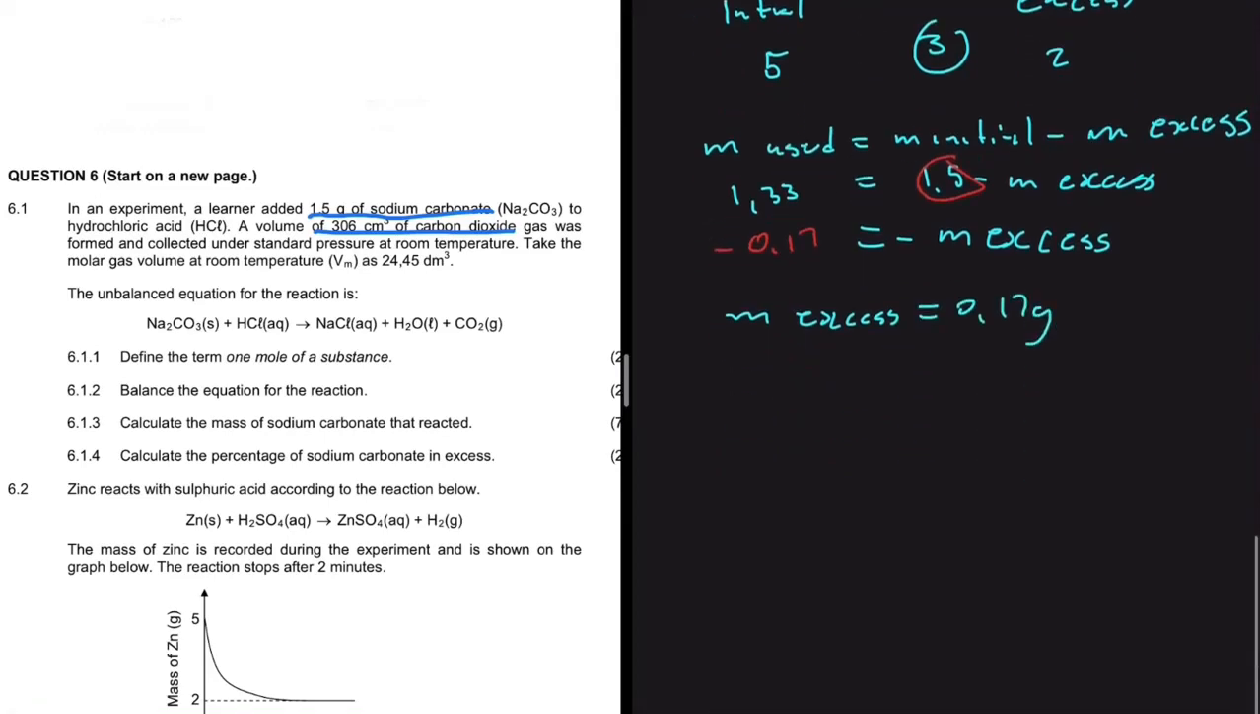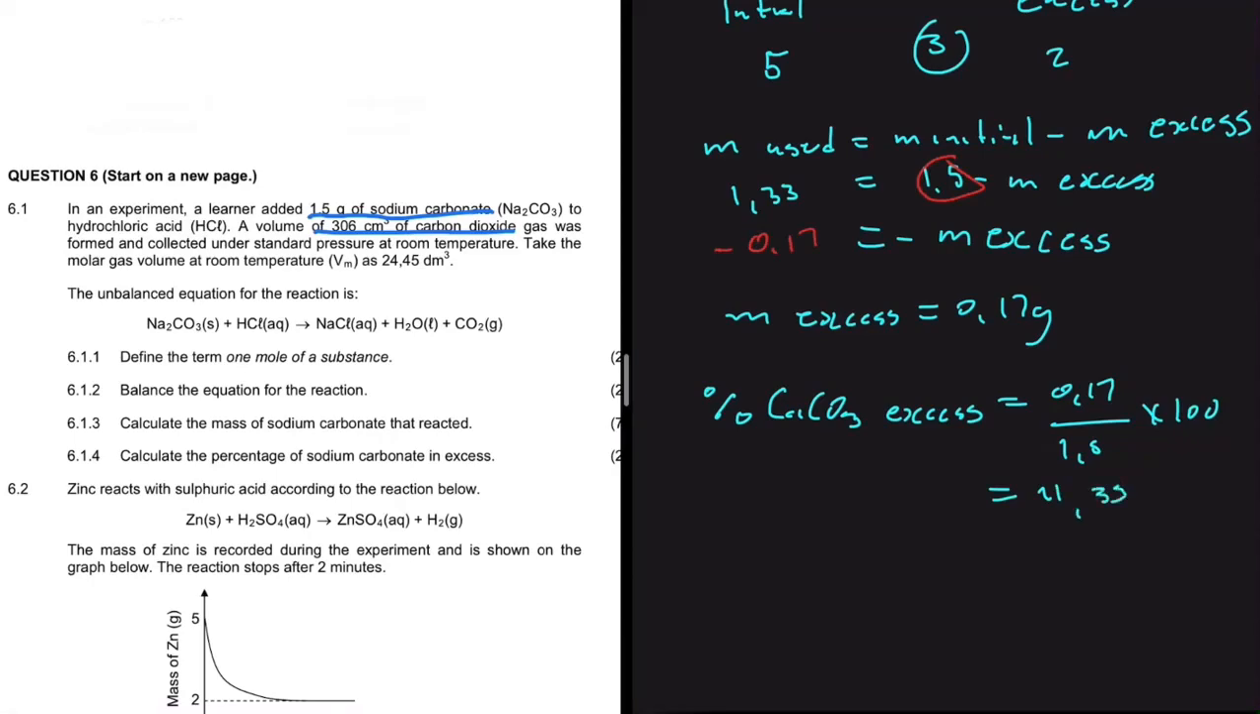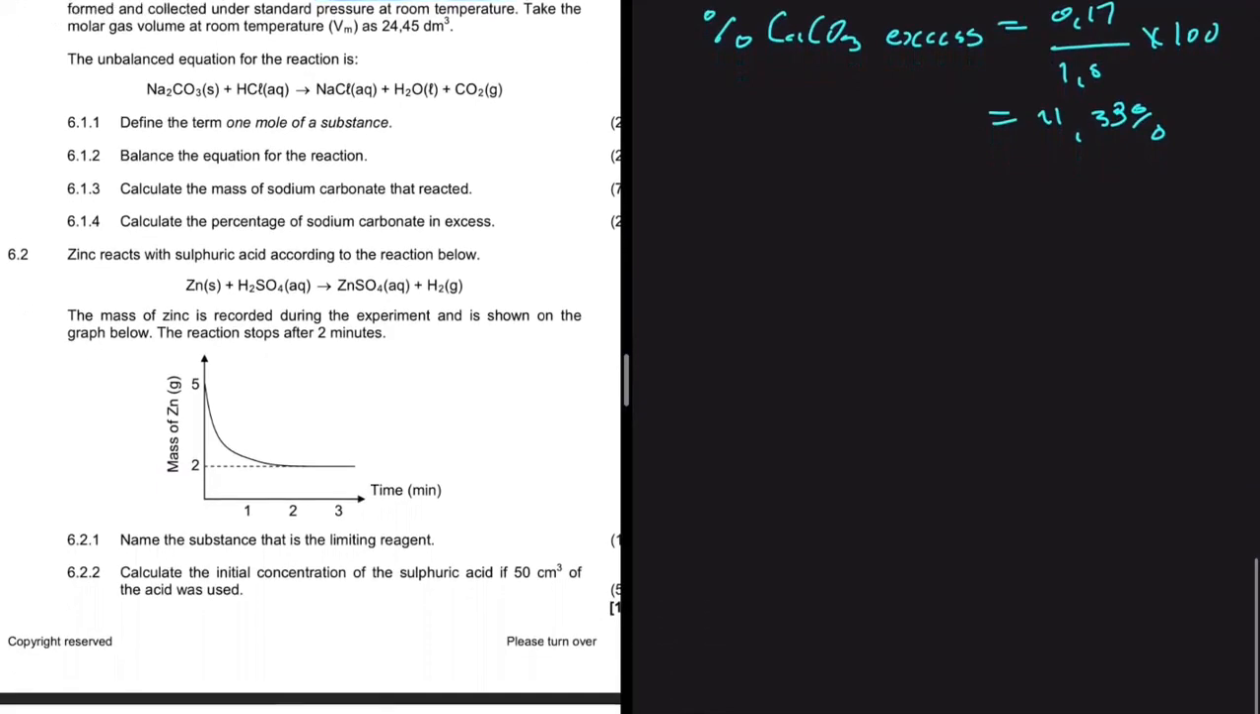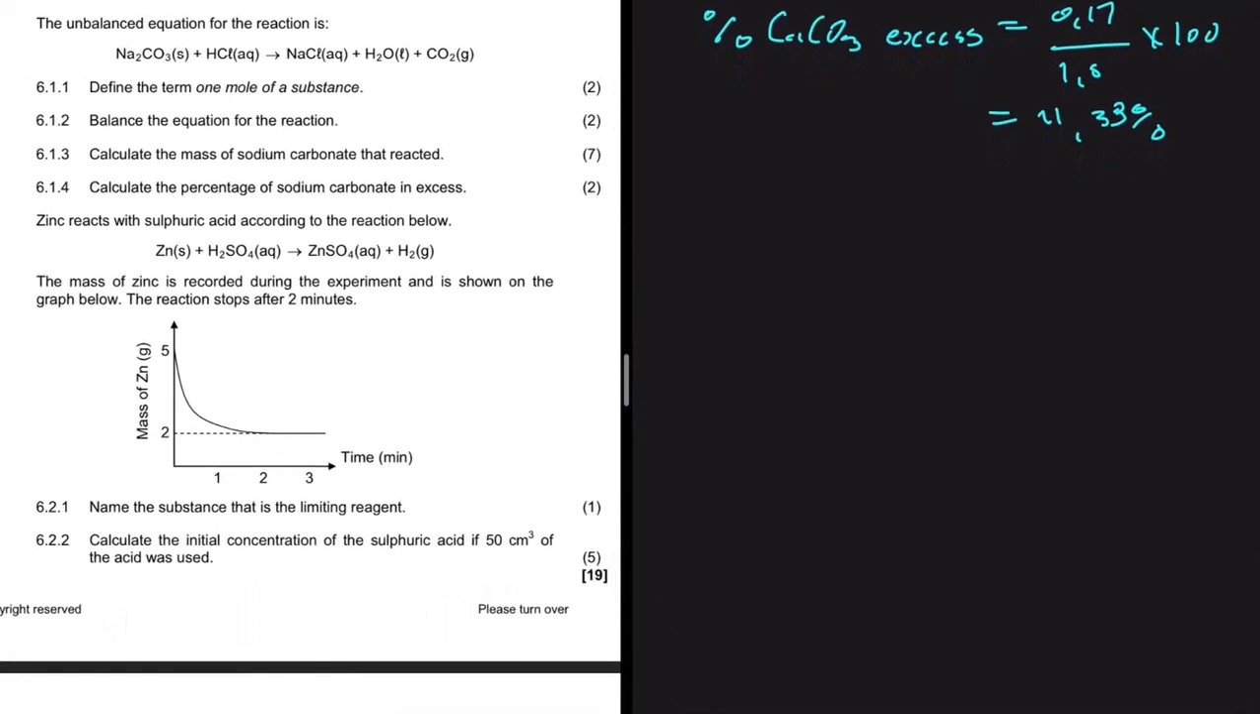So now we can say that the percentage of CaCO3 in excess will be equal to 0.17 divided by the initial mass, which is 1.5, multiplied by 100. Obviously, we want the percentage. So that will be 11.33 recurring, and so on, percent. You can see the kind of stuff we do: you have no choice, you have to be extremely sober.